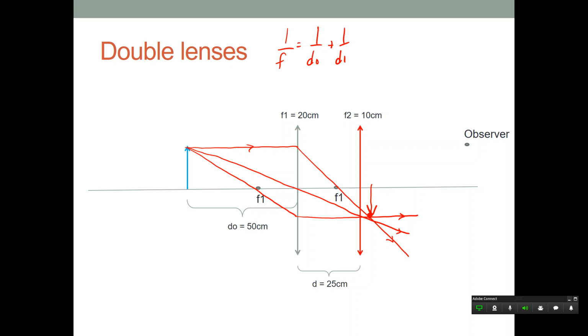The focal length is given to me. My original distance of the object is given to me, and that's 50 centimeters. So let's just plug everything in. 1 over 20 minus 1 over 50 is going to give me 1 over DI, and DI, you guys are going to tell me what that number is.